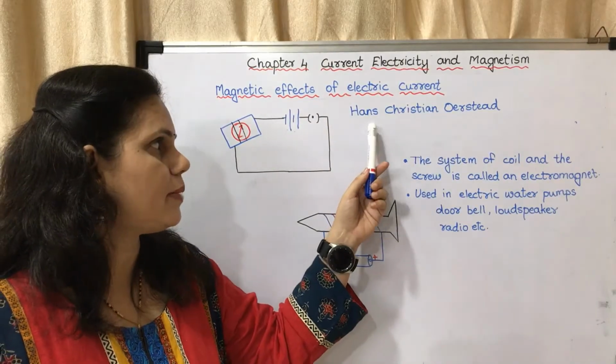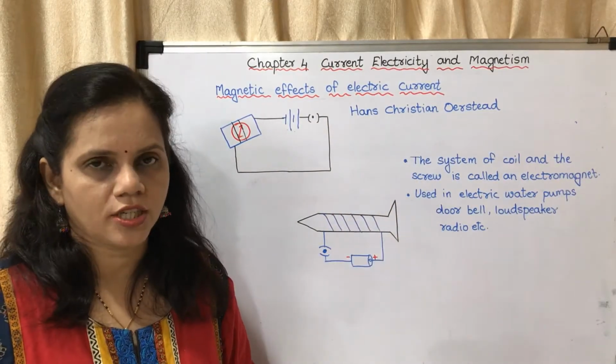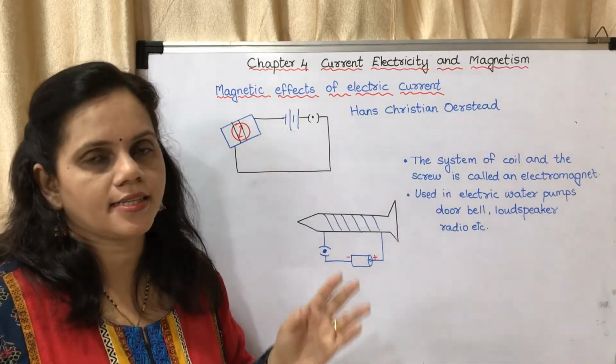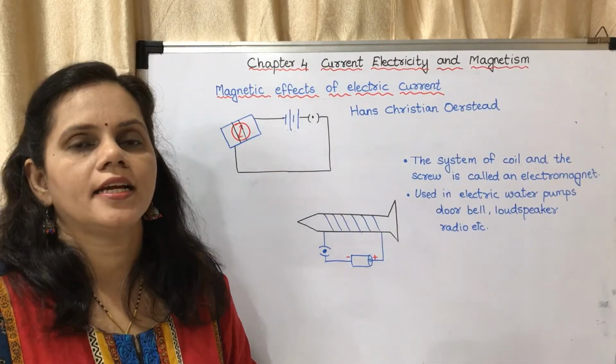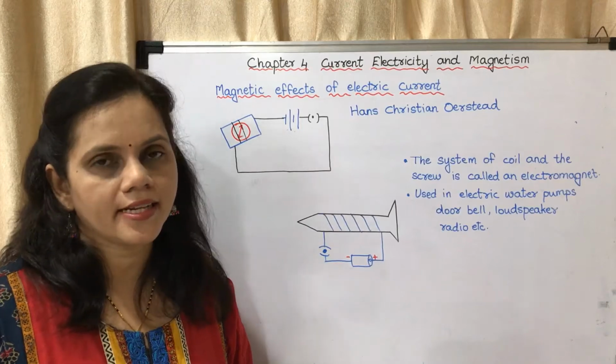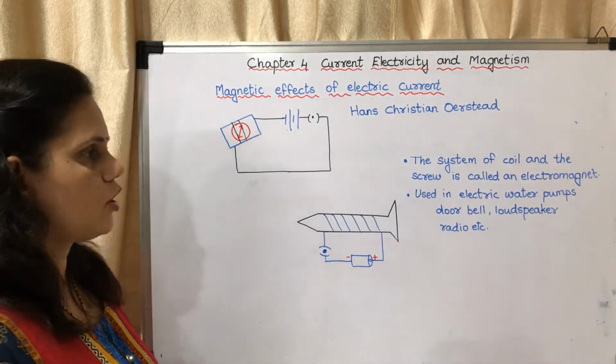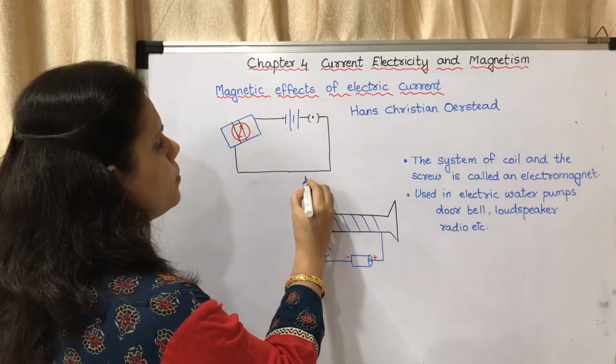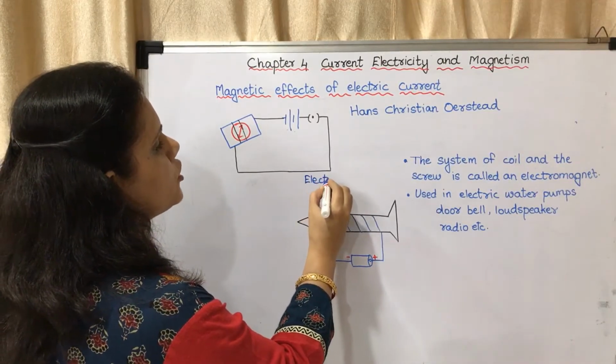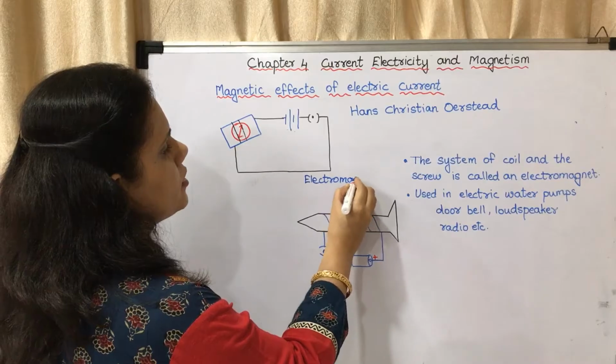It was discovered by Hans Christian Ørsted. You have to understand this concept very clearly. It is there for you in your 10th standard also. Okay, now we may move on to the next topic, that is electromagnet. Okay, electromagnet.